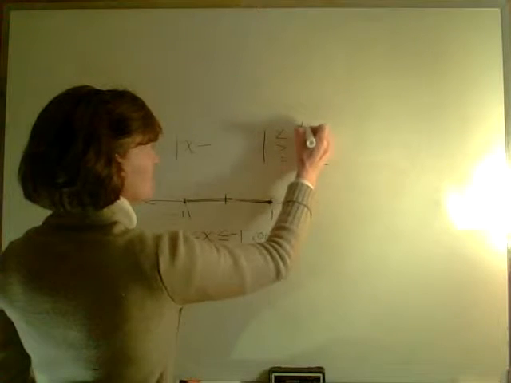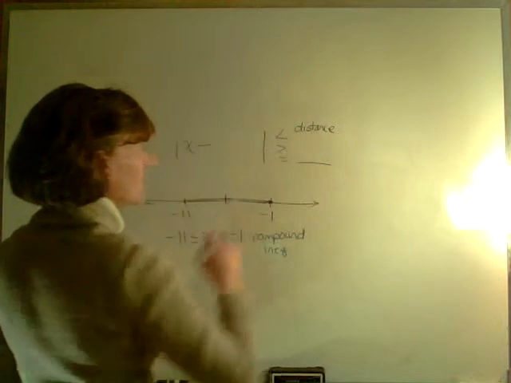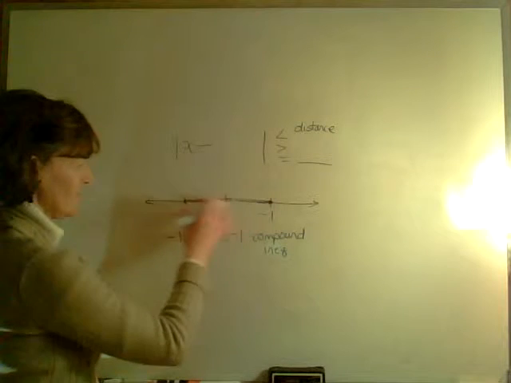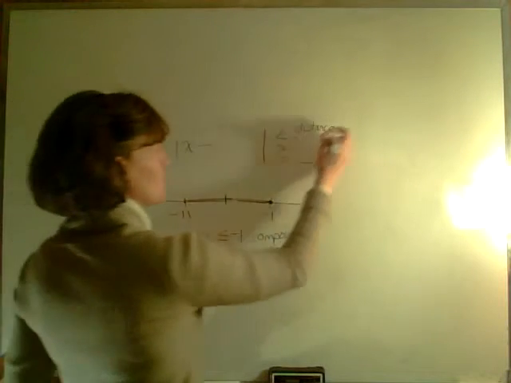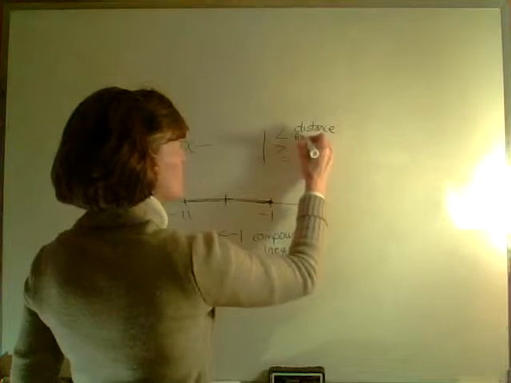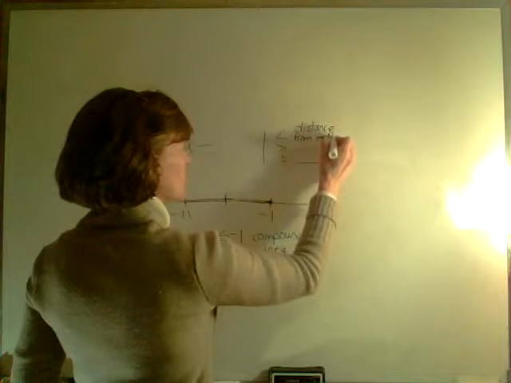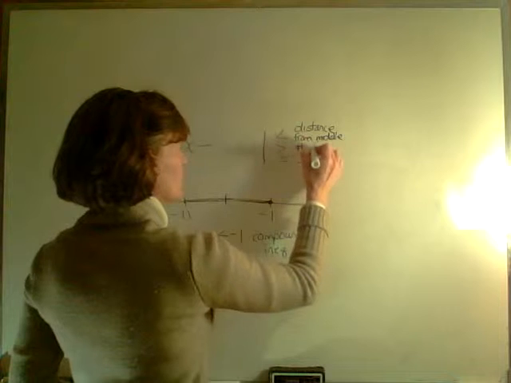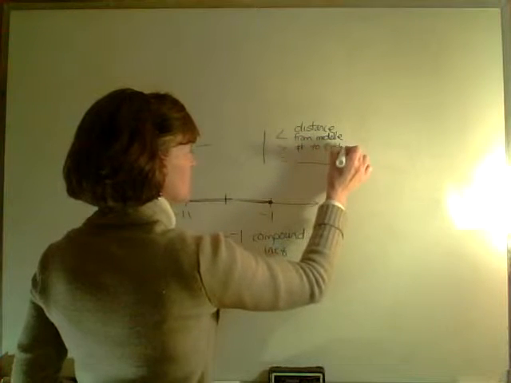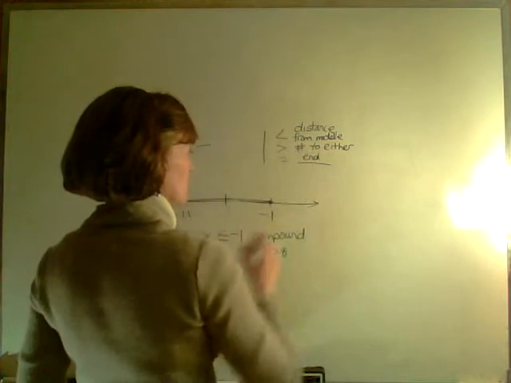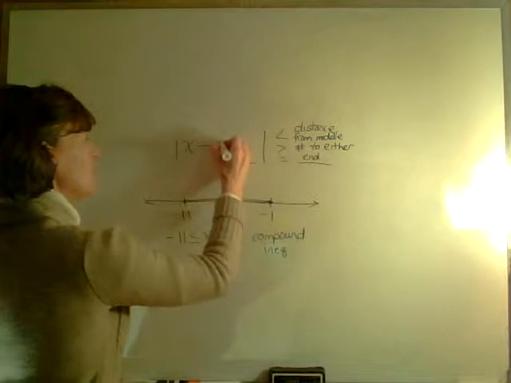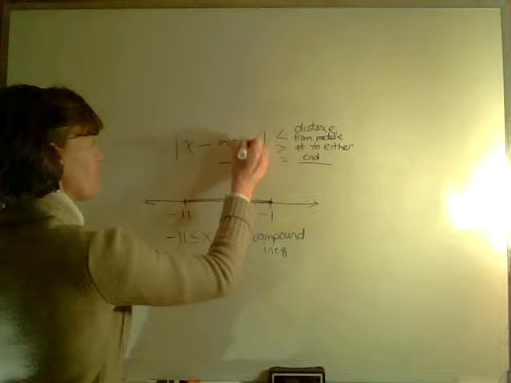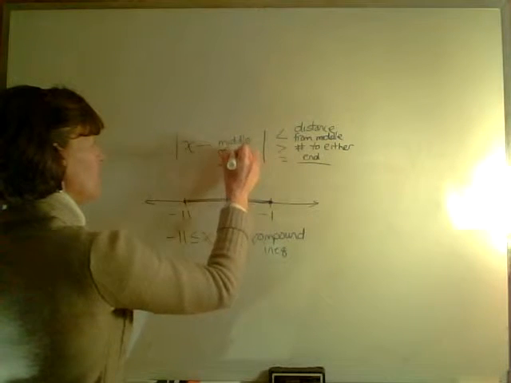It's a distance from what? Well, where am I? How far away am I from the middle number? So it's the distance from the middle number to either end. All right? So this right here must be where my middle number goes. Middle of the graph.